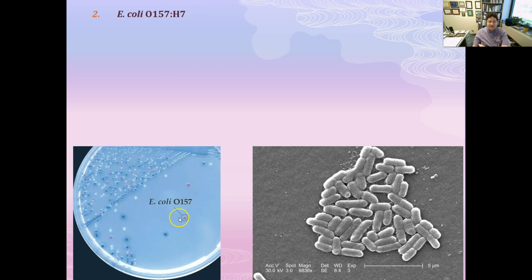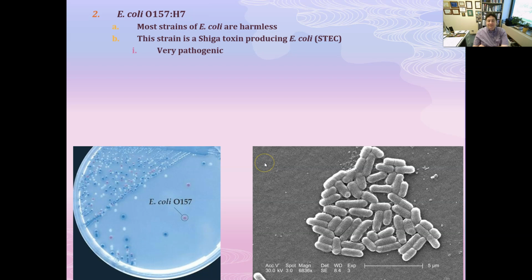O157:H7. Here's the colony of it and under the microscope. Now, recall that most strains of E. coli are harmless. They're fine. We use them in the lab all the time. Most are harmless. But this strain, O157:H7, is what's called a Shiga toxin-producing E. coli, STEC. It produces this Shiga toxin, which is very pathogenic, all right?